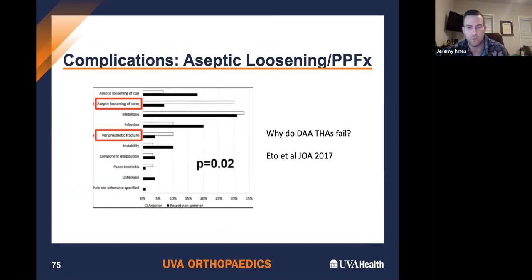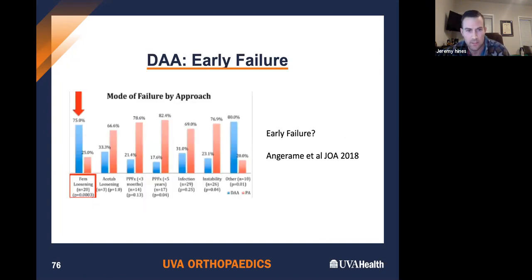Complications, we're going to kind of look here in the last couple of minutes on aseptic loosening of the stem and periprosthetic fracture. The direct anterior approach is the clear white box. And these are why the DAs fail from this article in 2017. Here again, we can see femoral loosening.